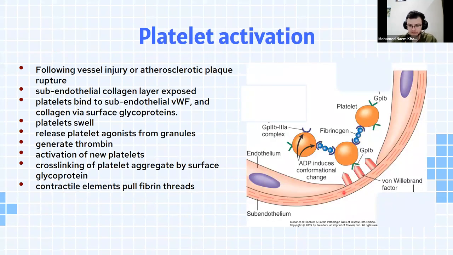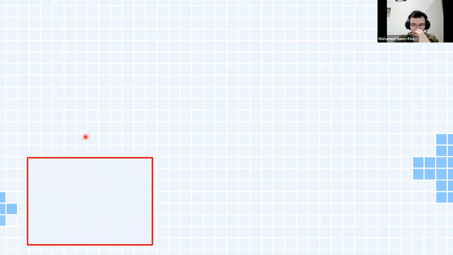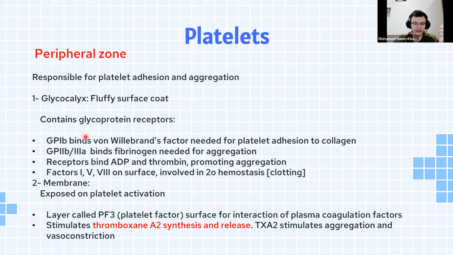Remember this membrane, how it gets exposed on platelet activation, so it can show these factors. Basically the same on the membrane of the platelets. Now they're more exposed and they have all the proteins and the molecules, so they can bind. So you have a layer outside the membrane of the platelet called PF3, platelet factor 3. It interacts with the plasma. It's for the interaction of plasma coagulation factors.